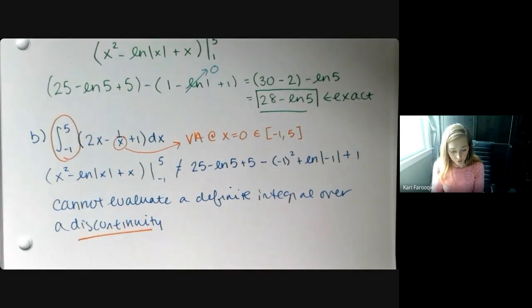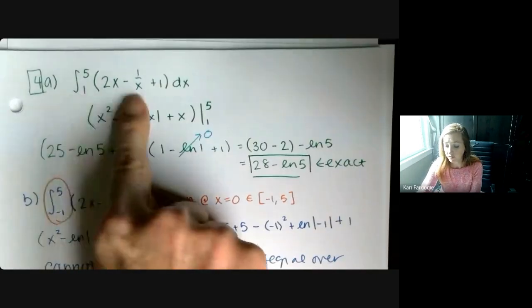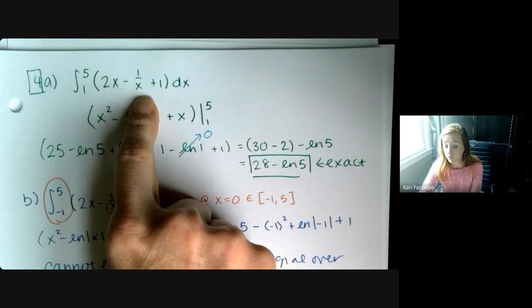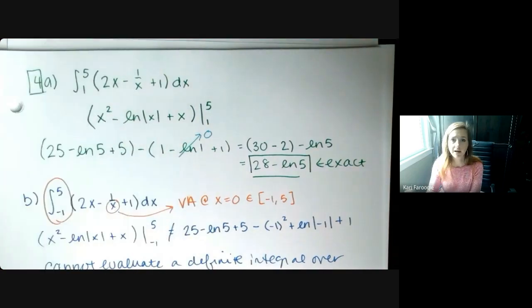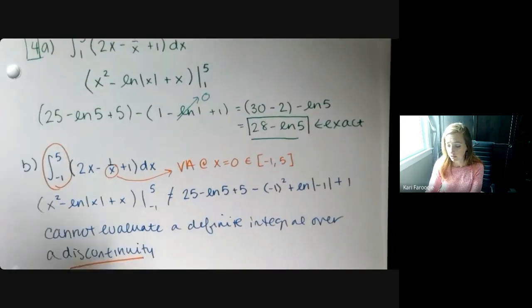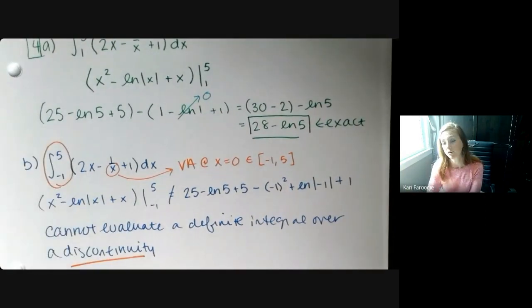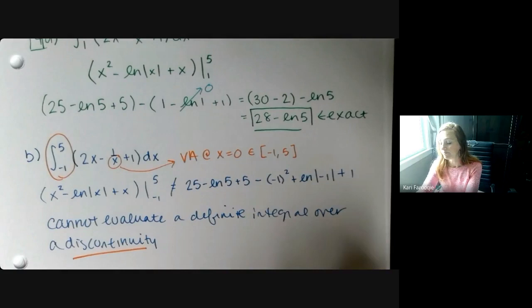Okay, so that was why there's a part A and a part B here. For part A, even though there's a discontinuity at 0, you're not looking at that interval. You're just going from 1 to 5. So it doesn't matter. But here, you're trying to integrate over the discontinuity, and that's where you have the problem.